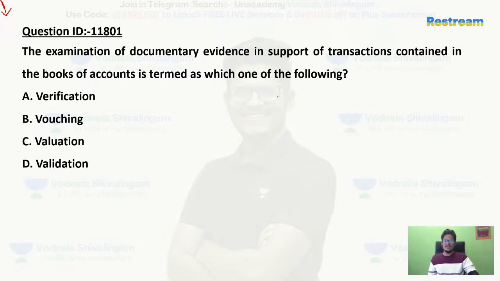The examination of documentary evidence in support of transactions contained in the books of account is called vouching. Documentary evidence means each and every supporting invoice will be checked. That comes under vouching.